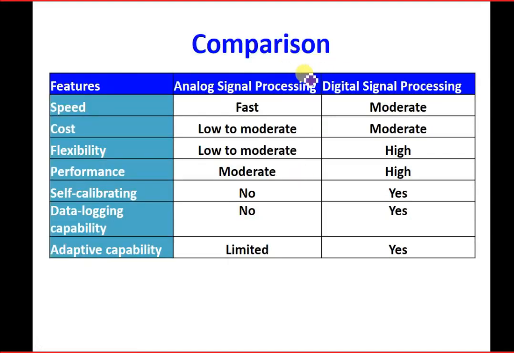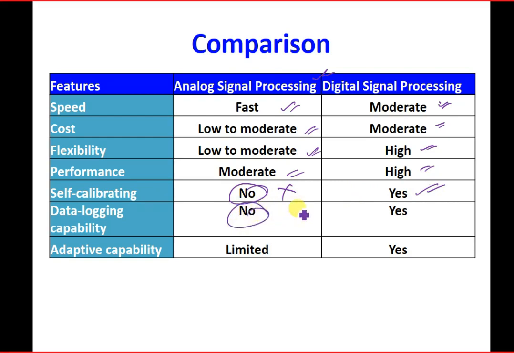So comparison: analog signal processing, speed is fast, and in DSP it is moderate. Cost, low to moderate, moderate. Flexibility, low to moderate, very high, because at any time, depending upon your need, you can change the program and you can get a different output. Performance, moderate, it is having a high performance. Self calibration, analog signal processing does not have it, whereas digital signal processing it is possible for self calibration.